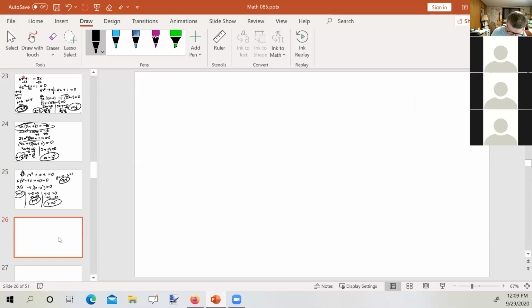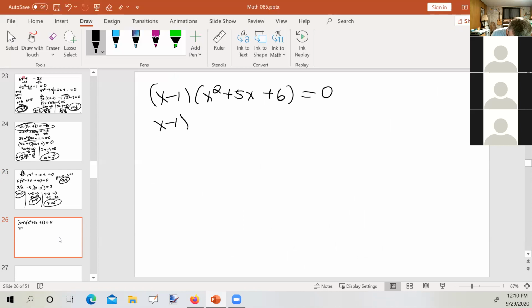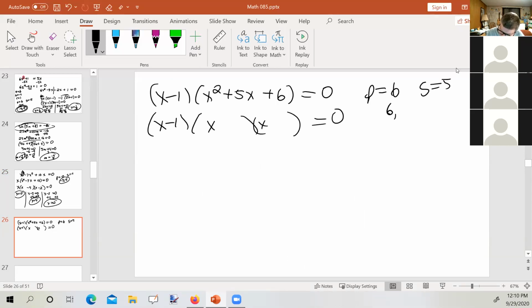Here's a problem where they've factored it partly, but not necessarily completely. So that x minus 1 is factored completely, but the x squared plus 5x plus 6, I think we can factor it further. So we'd have a product that's 6 and a sum that's 5. 6 and 1, nope. 3 and 2, that's going to give me the product and the sum that I need.